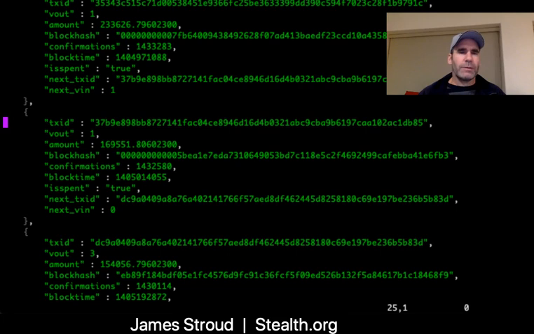But here we go. Here's the information you get for each output. You get the transaction ID and the index in the transaction of that output. Each transaction has inputs and outputs. Outputs are money going into an address. Inputs are money going out of an address. So it's backwards from what you would think intuitively.